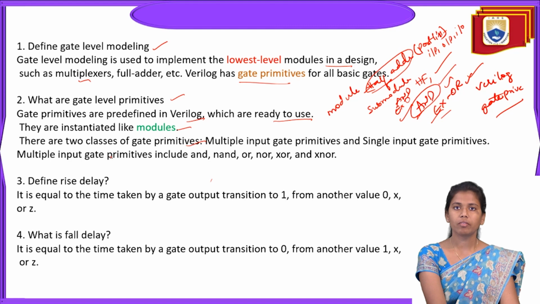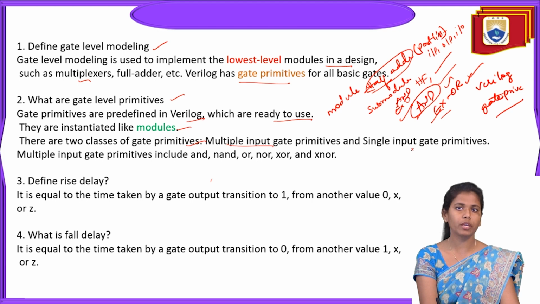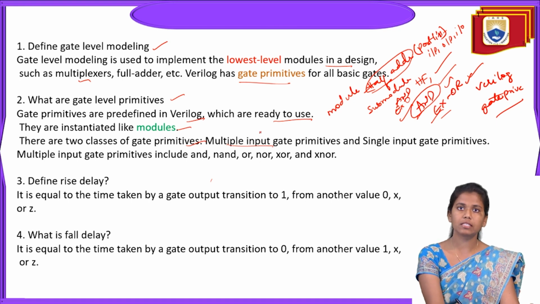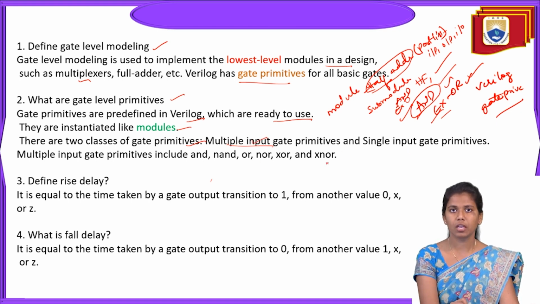So basically, there are two classes of gate primitives we have in the Verilog library. They are the multiple input gate primitives and the single input gate primitives. As the name indicates, for multiple input gate primitives we can give two or more inputs to such gates. And some gates can take only a single input. They come under the single input gate primitives.